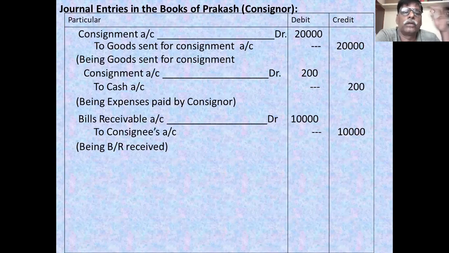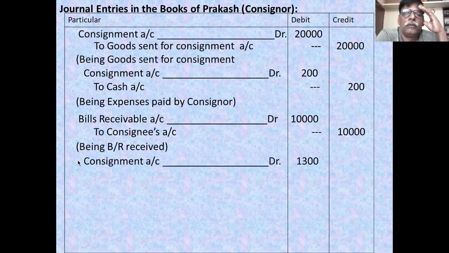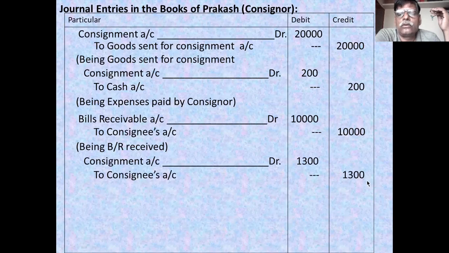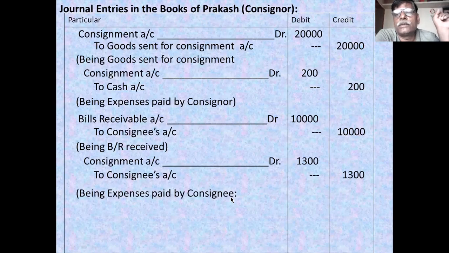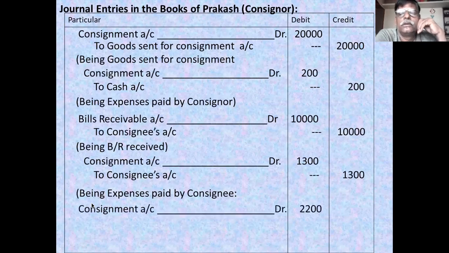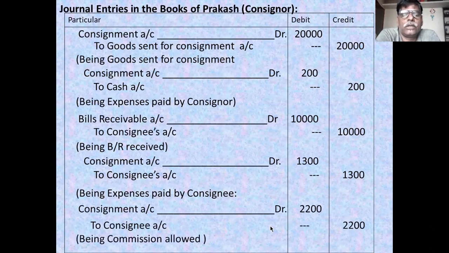Okay. Then next is for expenses paid by consignee. Consignment account debit 1,300 to consignee account 1,300. Being expenses paid by consignee. Okay. Then next is for commission. Consignment account debit to consignee account 2,200. Being commission allowed. Okay, these are the entries, and you see the next page.